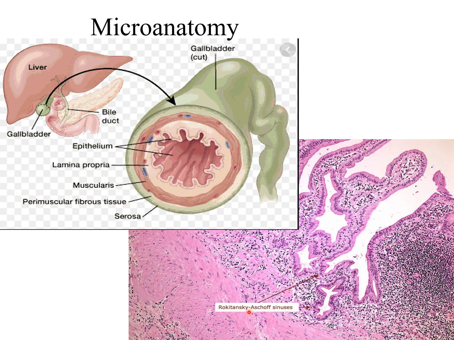Here you can see Rokitansky-Aschoff sinuses. This is the mucosal layer. This is the outpouching or herniation of the mucosal layer into the muscle layer. This is the muscle layer. So this outpouching or herniation is called a Rokitansky-Aschoff sinus.